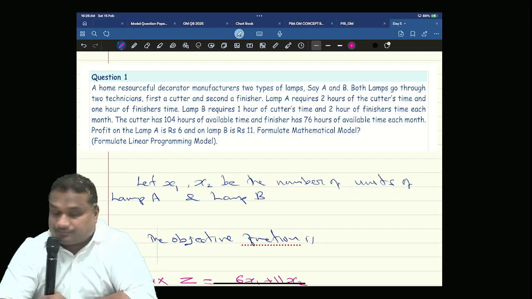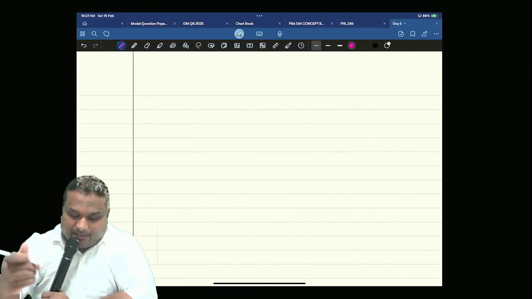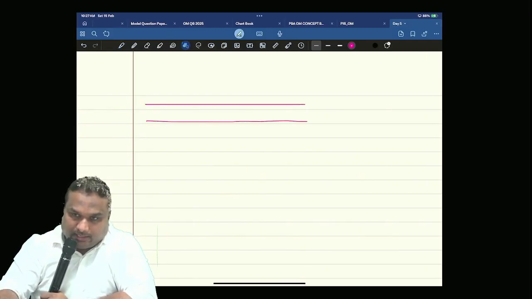Now tell me, what are the products? Lamp A, Lamp B. Now, can I continue? Look at the board. The shortcut I'm going to do, with the help of a table, I'm going to teach you how to do the shortcut so that from the next question onwards you will be able to do it with the help of the shortcut only.